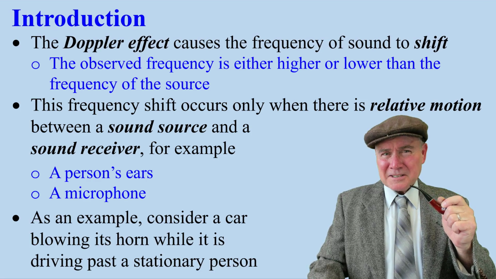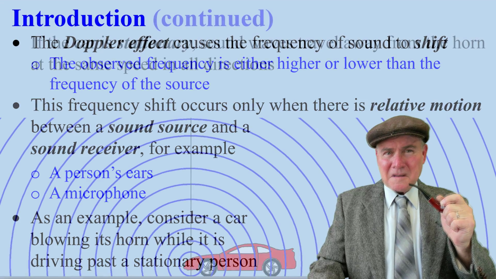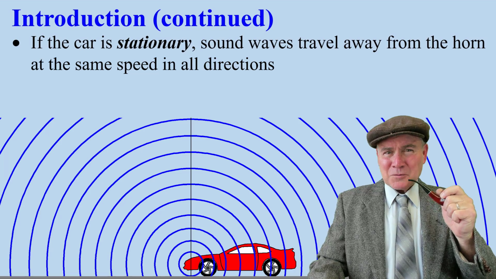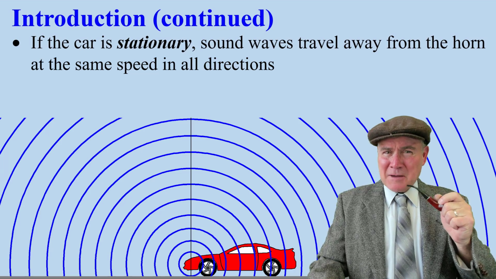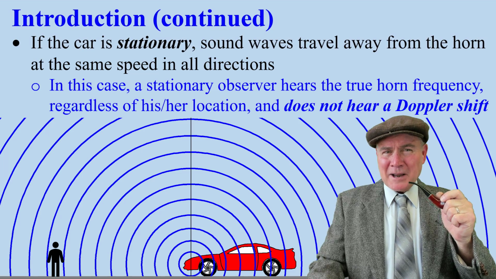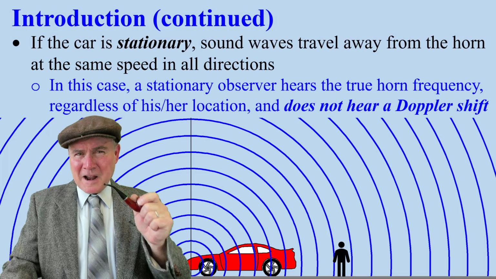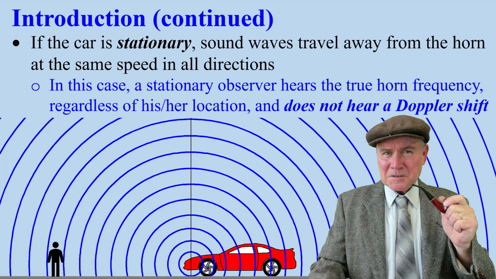I'll illustrate this with a car that's blowing its horn, with a person standing there. When the car is stationary, blowing its horn, the sound waves travel outward, the same in all directions. So no matter where you stand, you hear the same frequency, which is the correct frequency of the source. There is no Doppler shift.